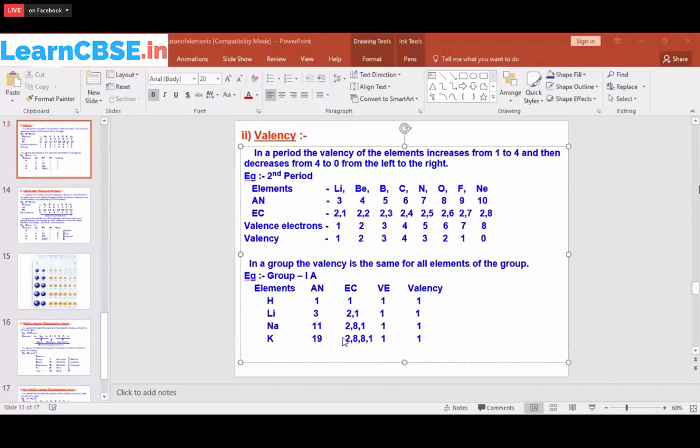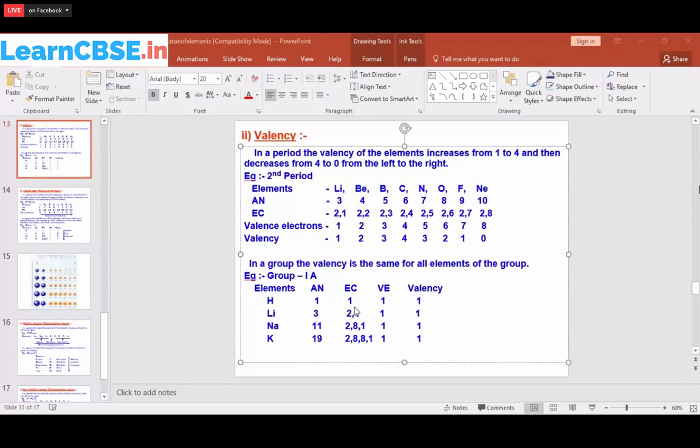Now potassium has 19 electrons. So 2 electrons will occupy the first shell, 8 electrons the second shell, 8 electrons the third shell, and the remaining 1 electron will occupy the fourth shell. Now in group 1A, the 1 indicates that the outermost electron number is always 1. That's why we call it group 1. So now the valency for all the elements is 1.